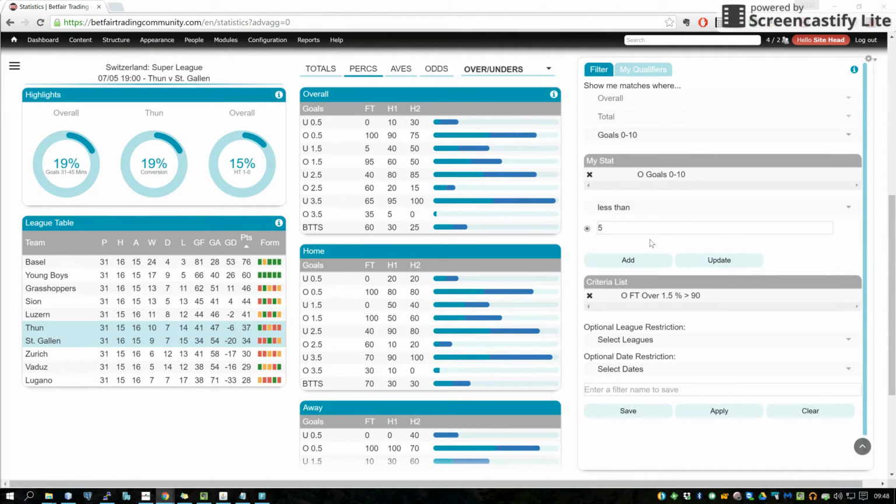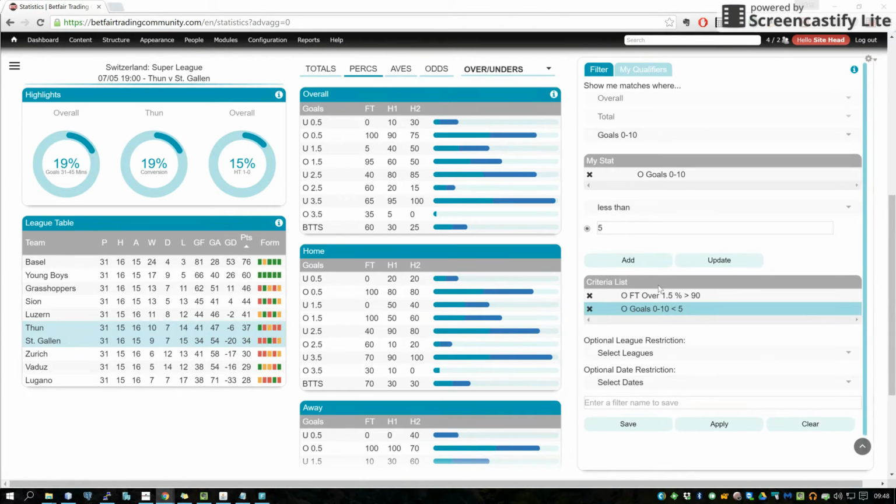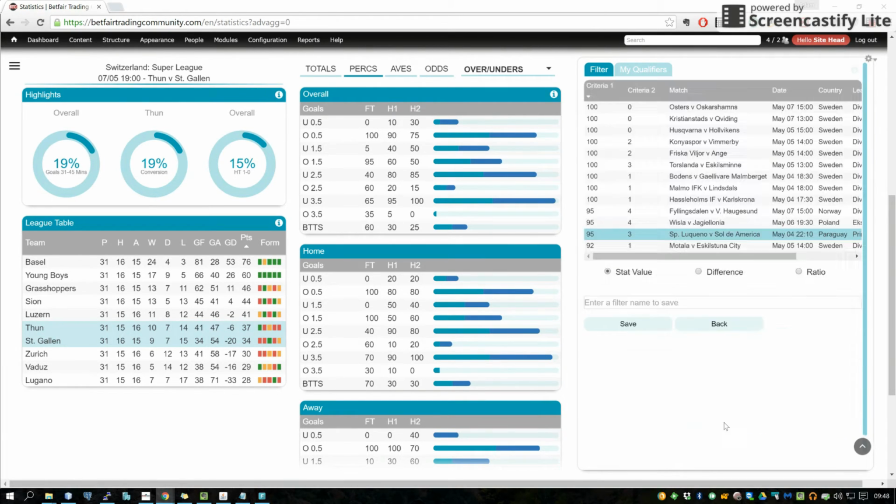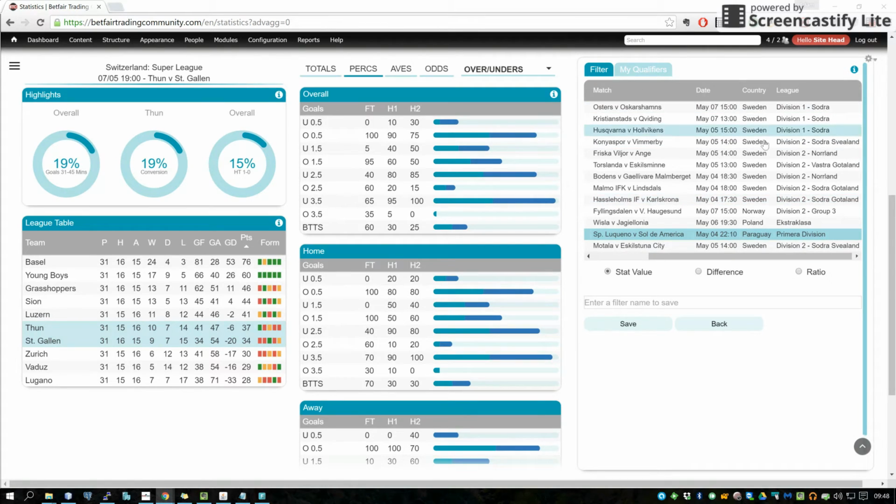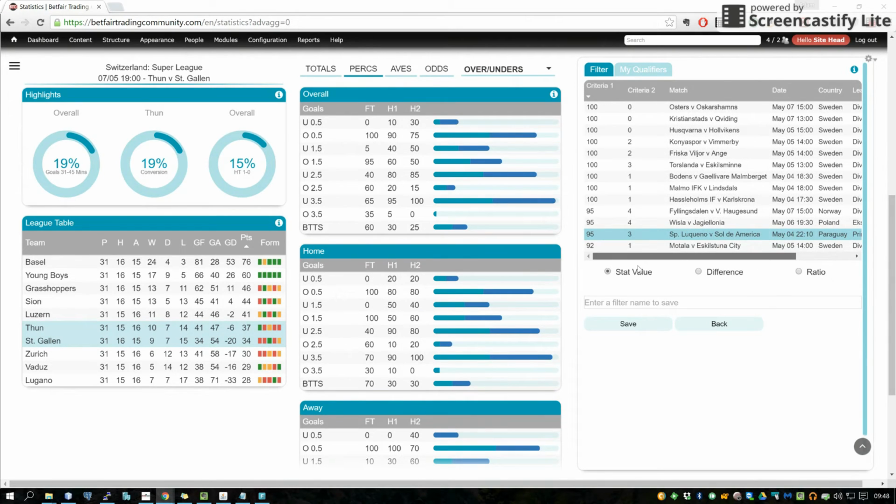Okay, so I'll click add here, and what's going to happen now effectively is the system is going to look for games with a percentage of over 1.5 greater than 90 and less than 5 goals scored in the first 10 minutes out of all these two teams' recent games. So we'll click apply, and these are our results. A few Swedish games again. I'm sort of avoiding these lower league Swedish games because I don't think the liquidity would be all that good on them. I could be wrong. There may be someone that loves trading those matches out there.